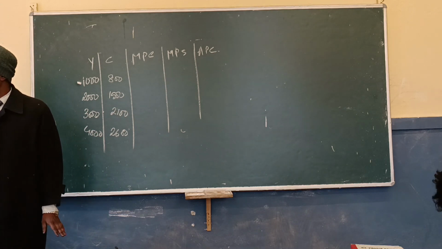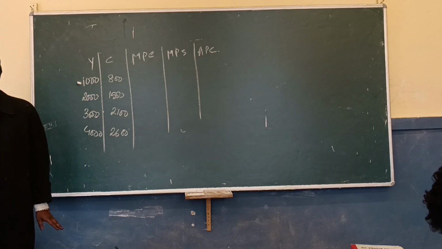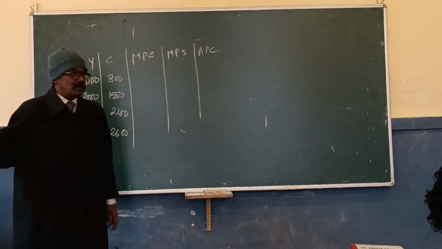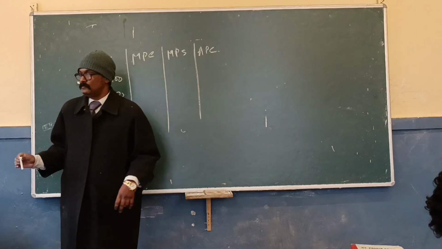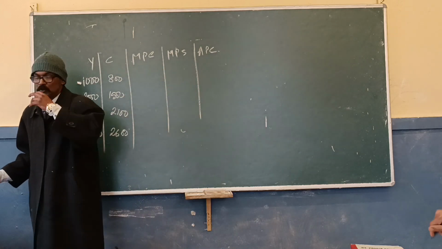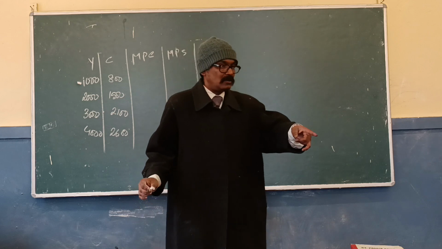Alright, boys, please, before doing the sums, I just want to know one or two things. What do you mean by marginal propensity to consume? Define. You know the chapter, do you know?